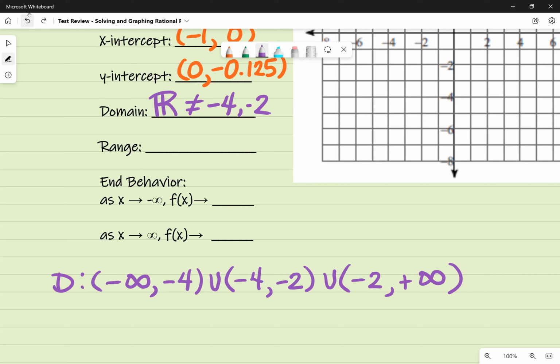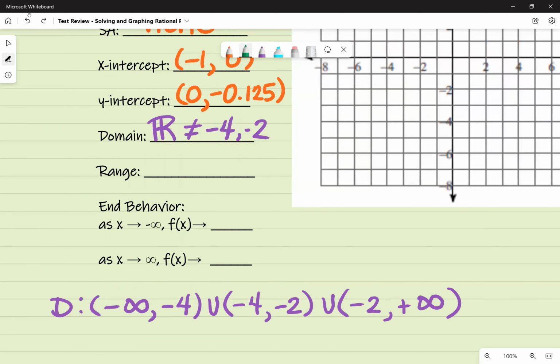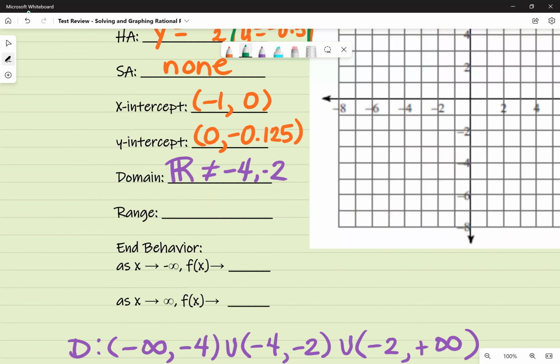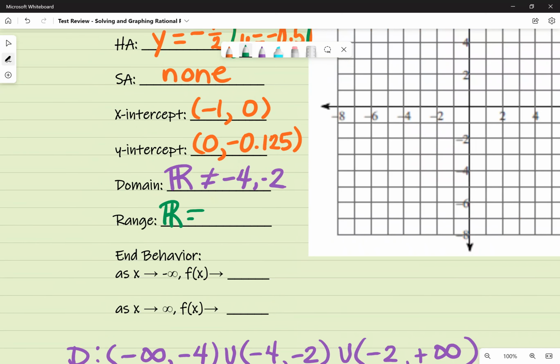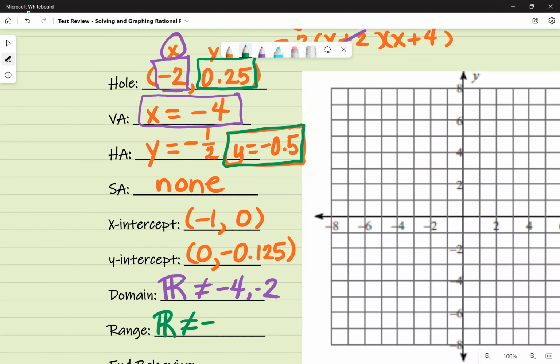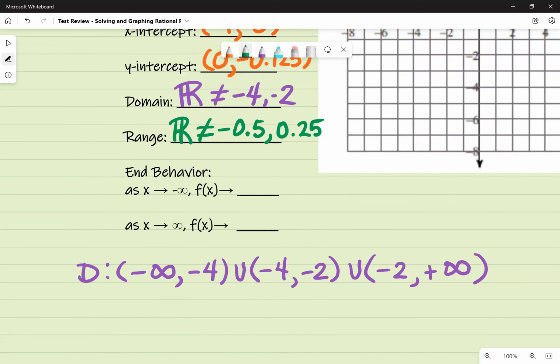So for my range, I want to go back and let's use a different color this time. And I want to look at my restricted y values. So I'm using green this time. And everything that's green is restricted. And you notice it's associated with y. So that one is going to be all real numbers except, and then again, you want to go from left to right, -0.5 and 0.25. So those are the two values that my range cannot include.